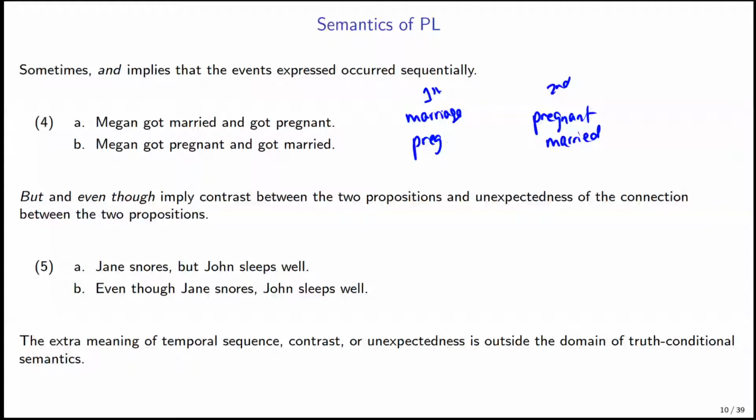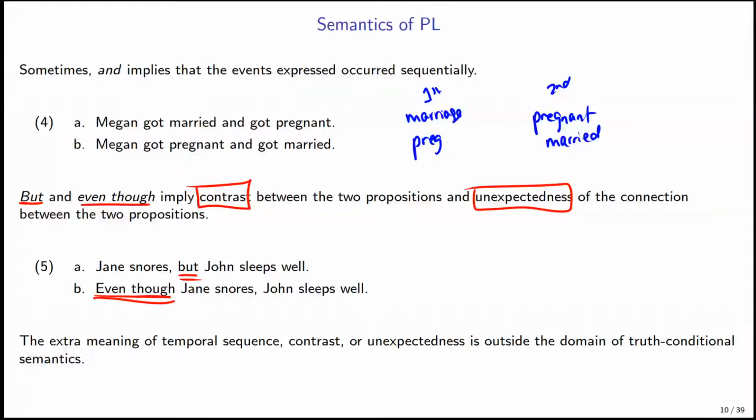There's some other conjunctions like the words but and even though. These have contrast meanings or unexpected meanings. So for instance, Jane snores, but John sleeps well. Oh, that's surprising because Jane is snoring, so someone normally wouldn't sleep well, but John happens to sleep well. Or even though Jane snores, John sleeps well. It's the same type of meaning, but we use even though here.